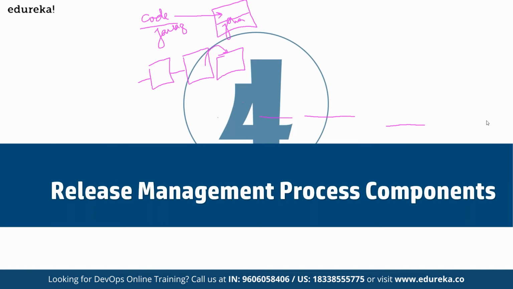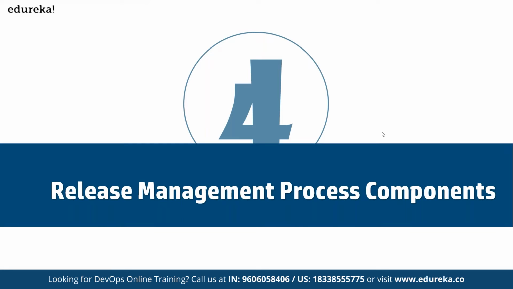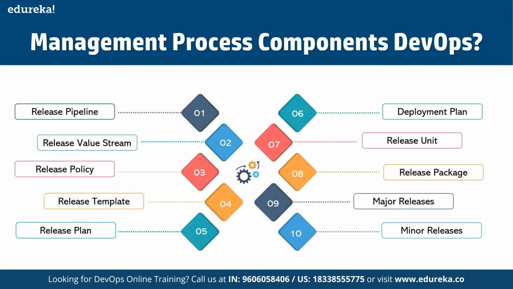What are the different components? Let's talk about the different components of release management here. As I was talking about a pipeline, first and foremost, we will have a release pipeline, release value stream, release policy, template, and plan. Then you have a deployment plan, release unit, package, major releases, and minor releases. Let us understand these components step by step.